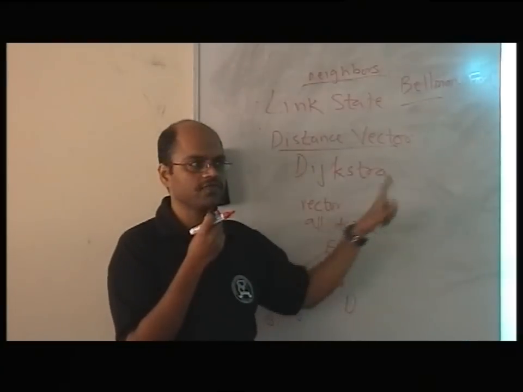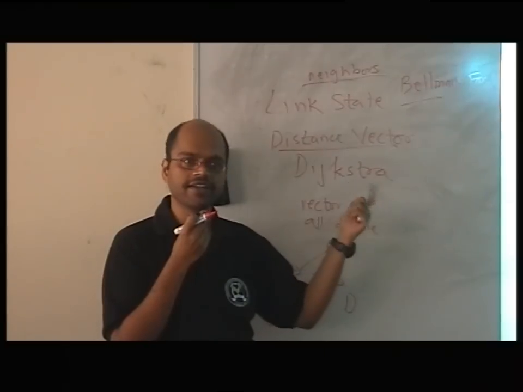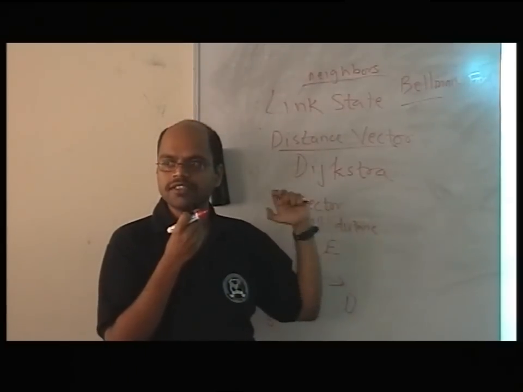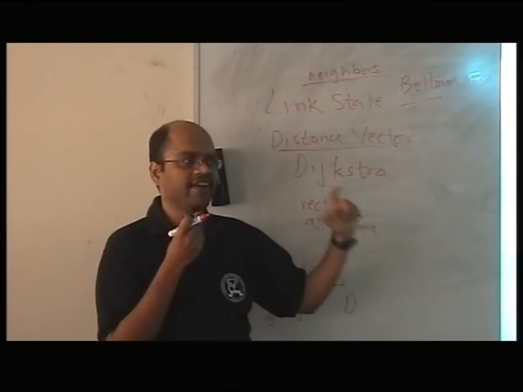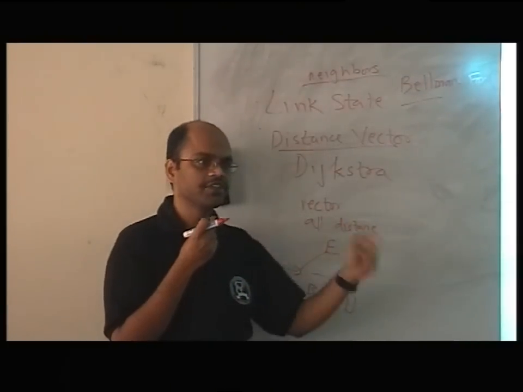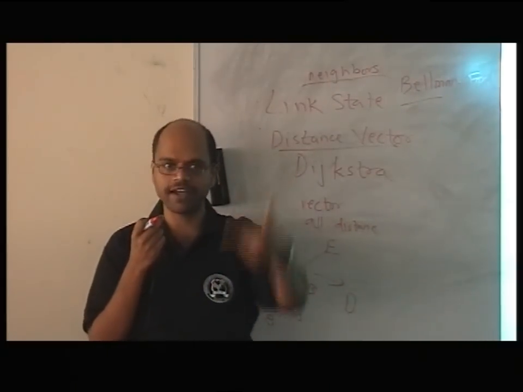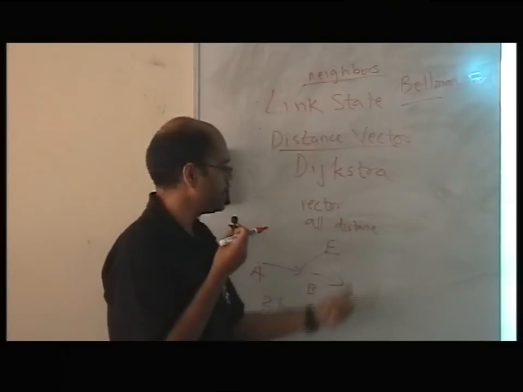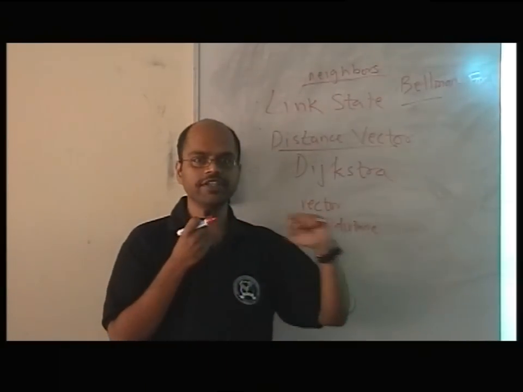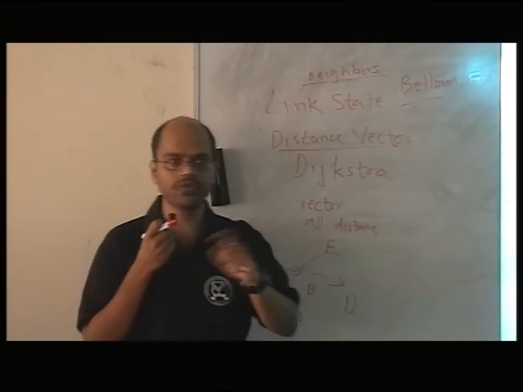So what are the advantages or disadvantages of link state and distance vector then? Distance vector will take some time. You have to do lots of iterations, exchange so many messages, and finally you come to know the route. With link state, once you know the whole topology, you can find out all the routes, and you don't have to wait.